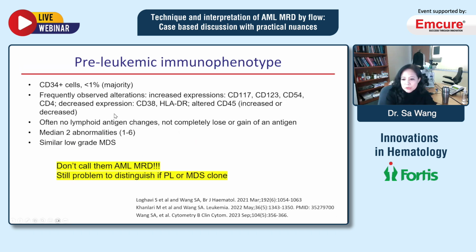So, we actually also summarized in several papers what the immunophenotype is for pre-leukemic cells. They're usually less than 1%. They're almost all CD34 positive. So they don't involve CD7 or CD56. They don't completely lose one antigen or gain one antigen. Usually it's a level change, an expression level change, right? So the thing is, don't call them AML.